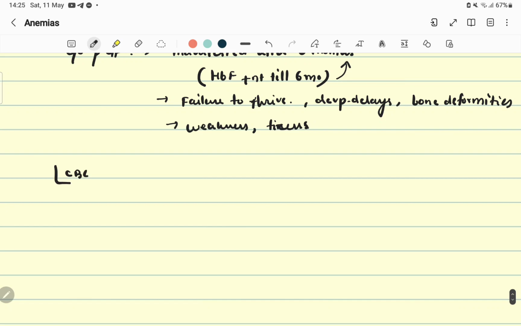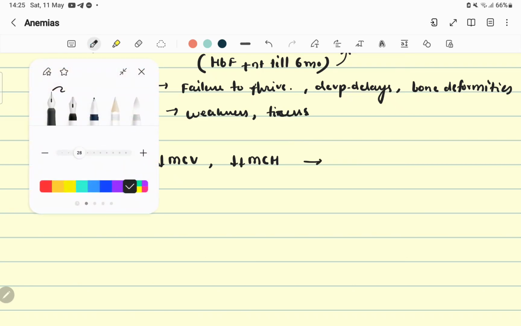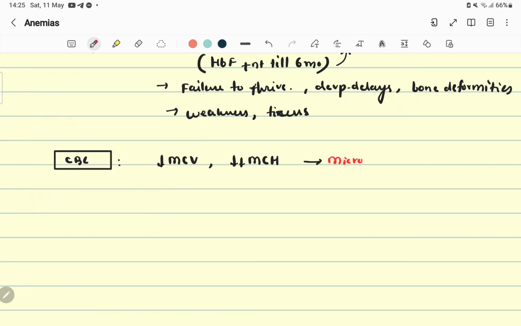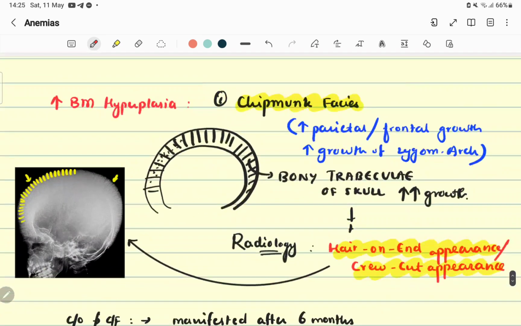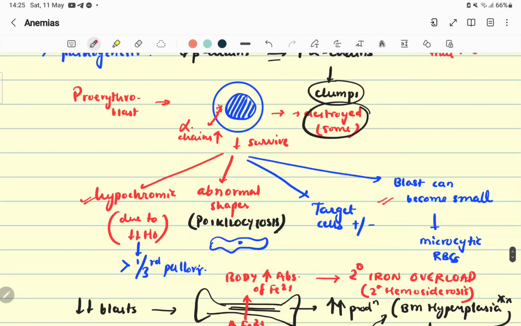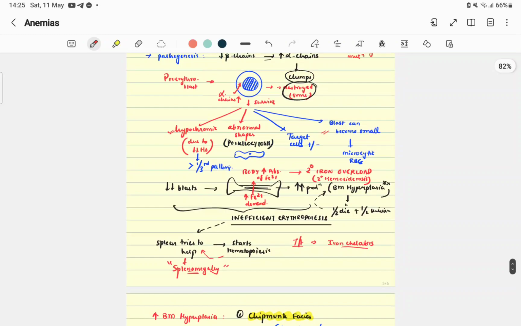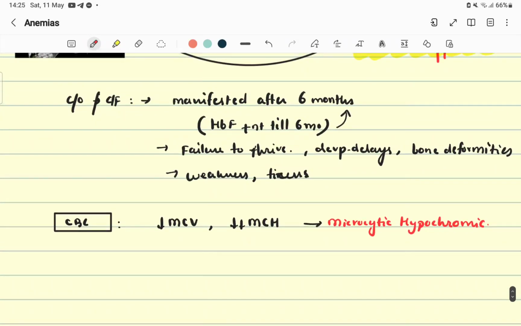And CBC findings will be there. All will decrease. It will cause decreased MCV and decreased mean corpuscular hemoglobin. That is, the anemia is called microcytic hypochromic. How does it occur? I told you: hypochromic due to decreased hemoglobin, and microcytic because the cells become small. This type of pathogenesis is important. This pathogenesis is given in Robbins book very beautifully. You can see from that also.